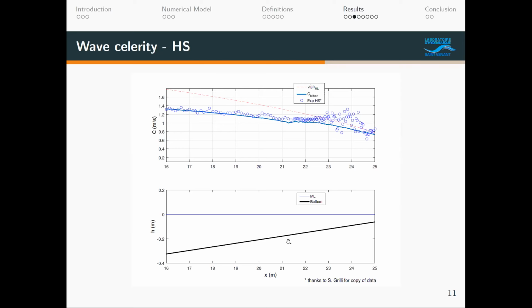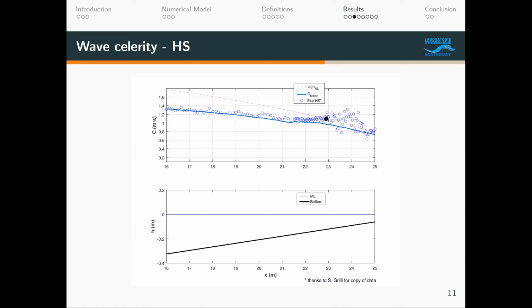And here you see the bathymetry of the same. And so we see that the wave celerity obtained from this method agrees well with the experiments. The experimental data was provided by Stefan Grilli, and so this method of calculation of wave celerity also captured this effect of slight increase in wave celerity after the onset.